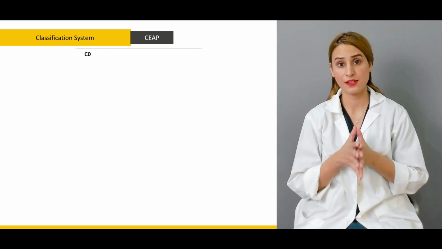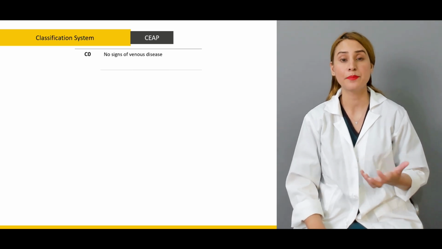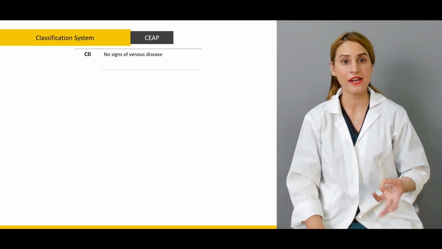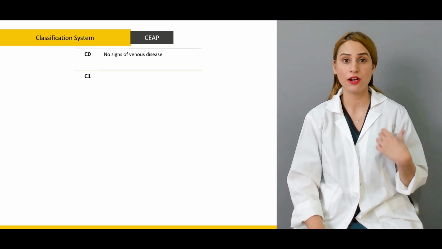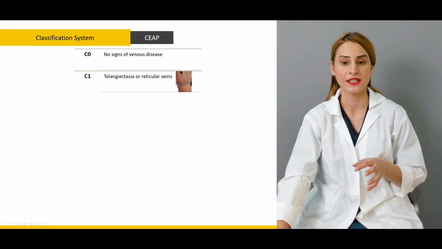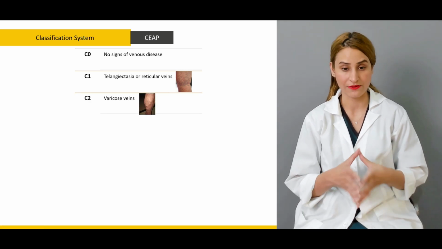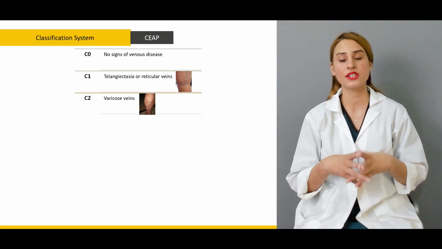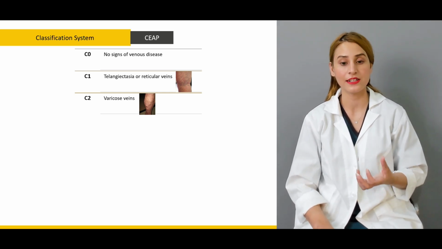There is a classification system which is very important when we are discussing varicosities, which is the CEAP classification, where C stands for clinical, E for etiology, A for anatomical position, and P for pathology. C0 means there are no signs of venous disease. C1 means there are small telangiectasias or reticular veins, you can see here in the diagram. And C2 is the varicose veins. So C0, no signs of venous disease. C1, small telangiectasias or reticular veins. C2 is the full-blown varicosities.